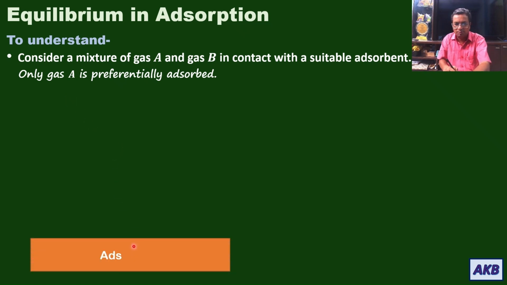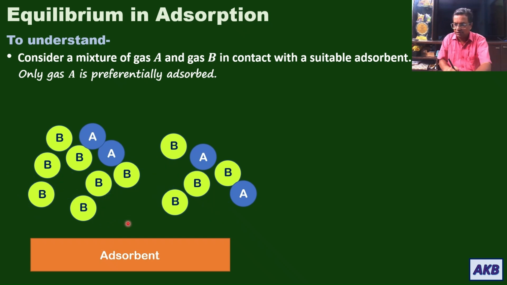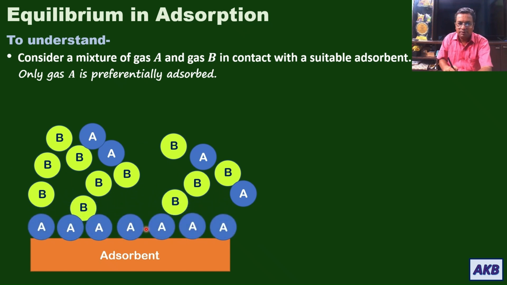So this is the adsorbent. Now it is contacted with a mixture of A and B. Out of A and B, A is going to get preferentially adsorbed, or A is going to get preferentially concentrated on the surface of the adsorbent. So A will be getting concentrated, or A will be getting adsorbed on the surface of the adsorbent. So in this case, A is the adsorbate.